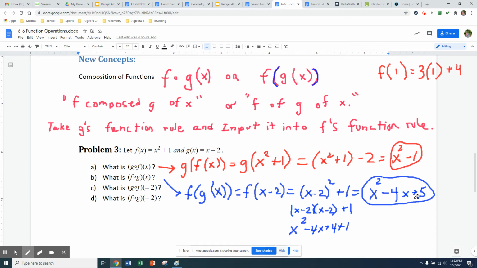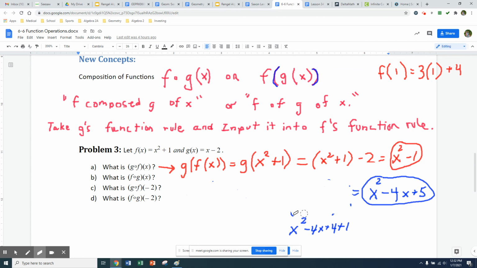All right. I'm going to erase this blue part, so I have a little bit of room to do the next two. The other type of composition of functions we can do is have a number to input. In the first two we did, we were inputting x into the function, which caused us to just use the function rules. Now we can also input a value. In this case, we're going to input -2, and we can complete a composition of functions as well.